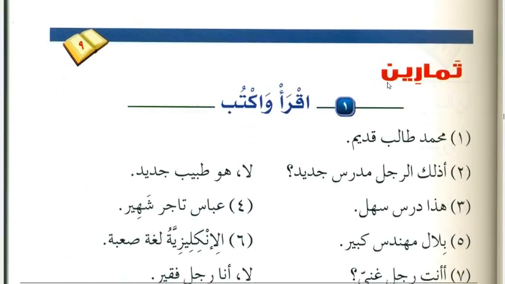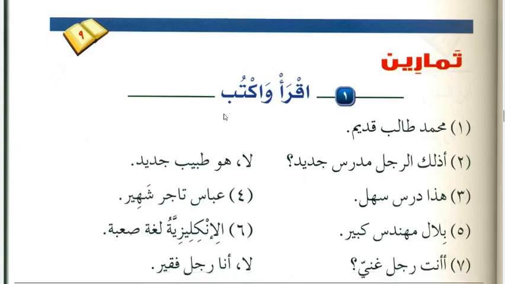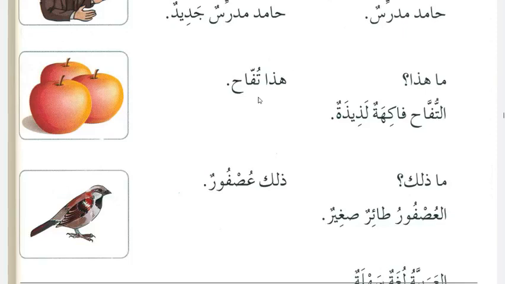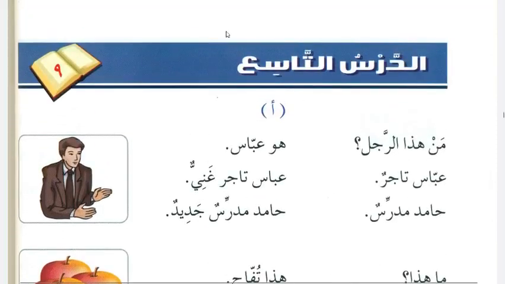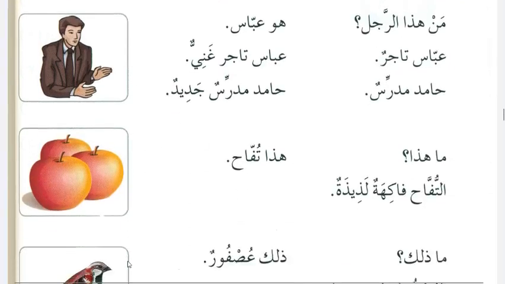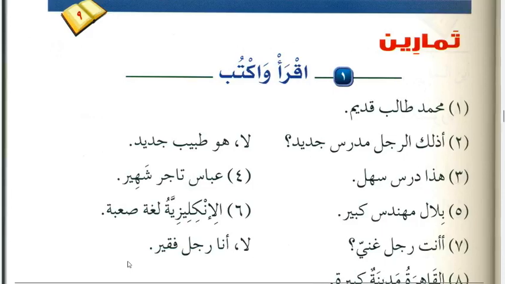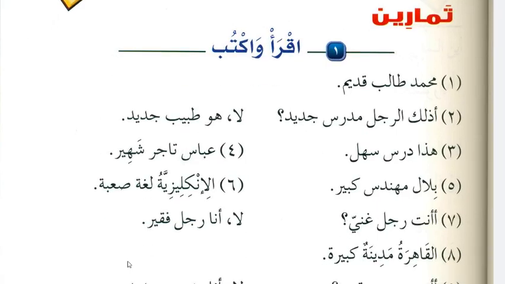Tamarin, exercises. Ikra waktub, read and write. So basically he was telling you the rules that you have learned in the grammar, that their irab must be same, irab of naat and manut must be same, gender must be same, then tarifu tankir must be same. So you need to read this according to that rule.